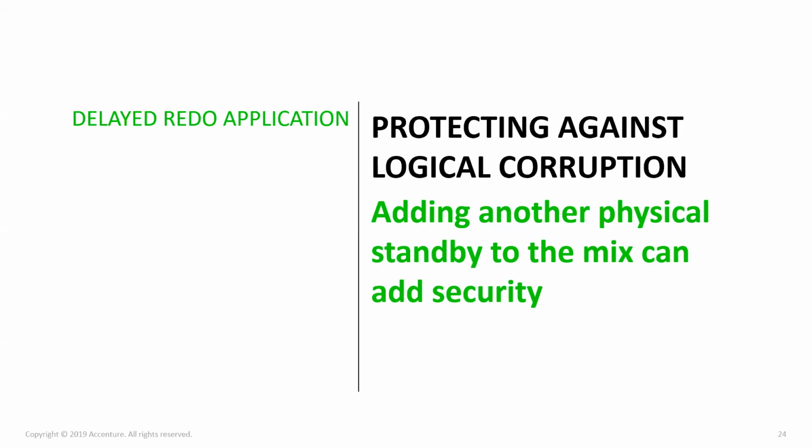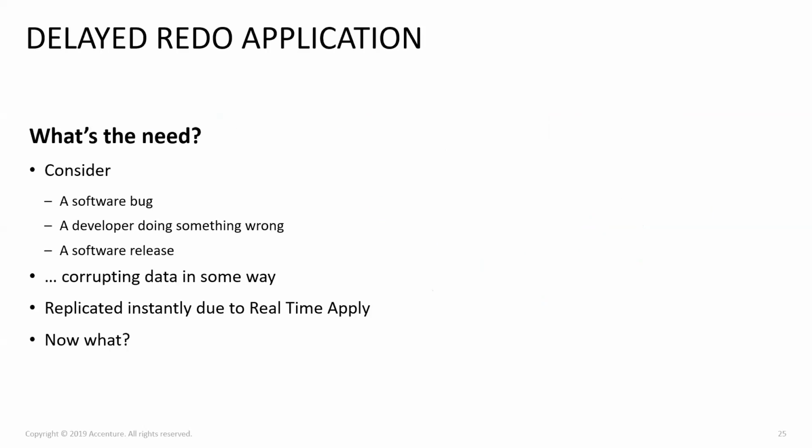The next thing I wanted to talk about is protecting against logical corruption. There are cases out there where you can have a third standby database to protect you from logical corruption. What might that be? So say for instance, you've got a software bug, a developer doing something wrong, a batch job that hasn't worked out right, or a software release that didn't quite do the things it should have been doing. And it sometimes happens.